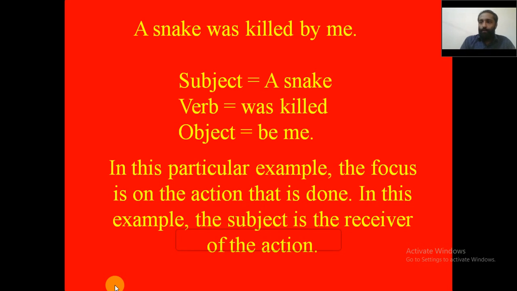I hope you have understood the definition of active and passive voice. The active voice is a subject that is doing the action. In the passive voice, the subject is the receiver of the action, or we are focusing on the action in a particular sentence. I hope you are very clear with the definition of active and passive voice. There is a big difference between active voice and passive voice.